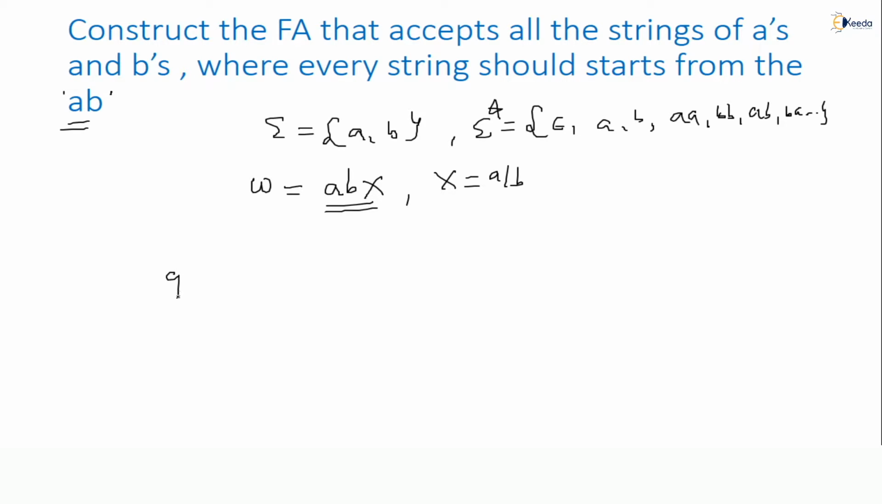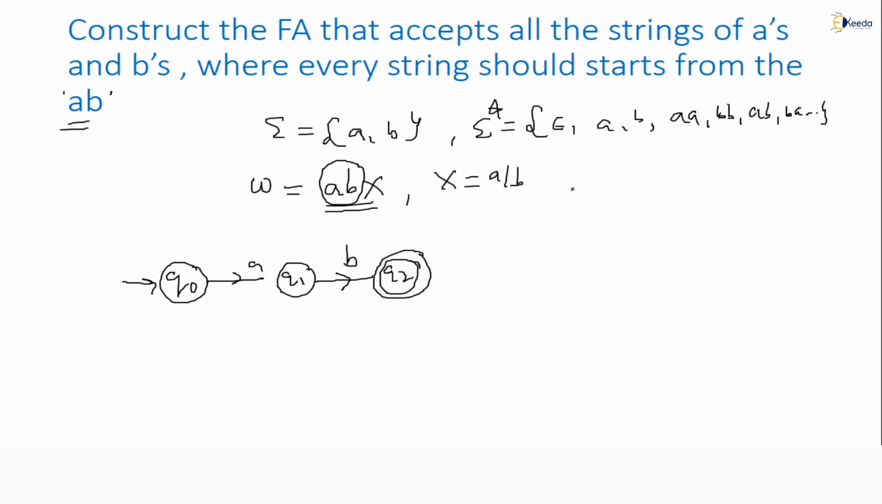So simply I'm making Q naught the initial state. Q naught on A goes to Q1. Then the next in the sequence is B: Q1 on B goes to Q2. So it starts with AB, but if AB alone comes, that must also be accepted. That is the reason you should make Q2 the final state.